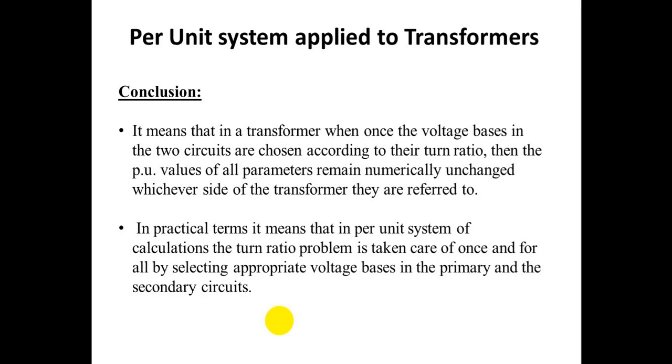So in practical terms, it means that in the per unit system of calculations, the turns ratio problem is taken care of once and for all by selecting appropriate voltage bases in the primary and secondary circuits. So this is the main concept of the per unit system when we apply it to the transformer. In a similar fashion, when we solve the power system in the next lectures, you can simply apply this per unit system to any kind of equipment in the power system, whether you solve it for the transmission line, the generation side, the transformers or any equipment that we use.